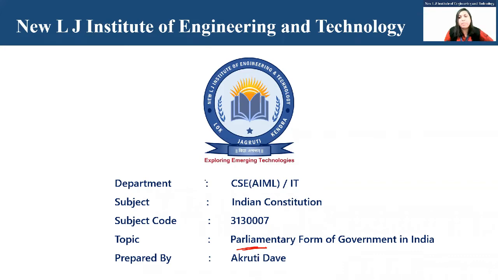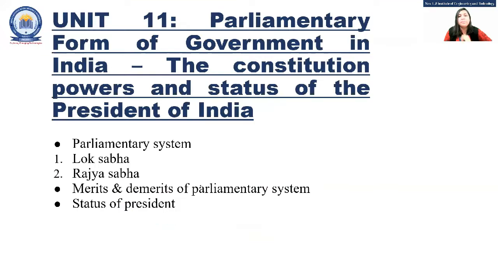In India, we have a parliamentary system because we have Lok Sabha people, who can be elected by us directly, democratically. Lok Sabha elects the Rajya Sabha, and then Rajya Sabha further elects the president. That is how the parliamentary form of government works. So let us see that in detail.